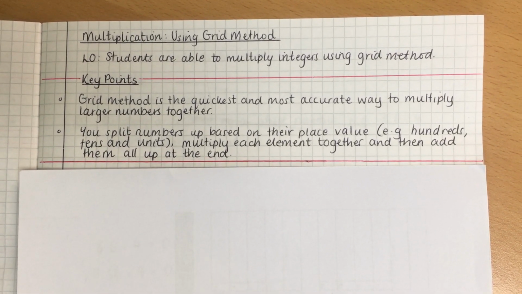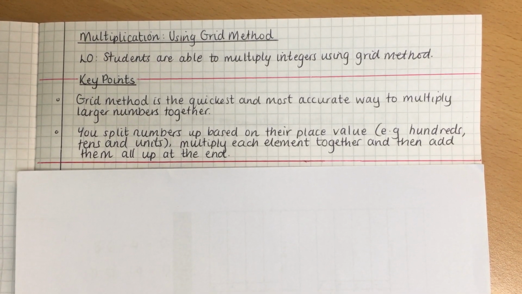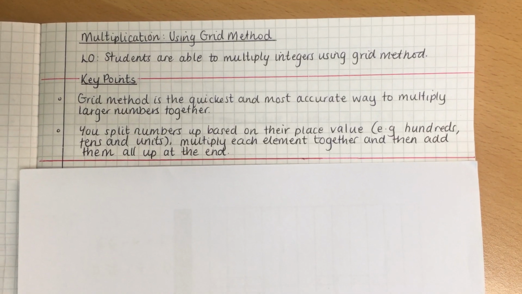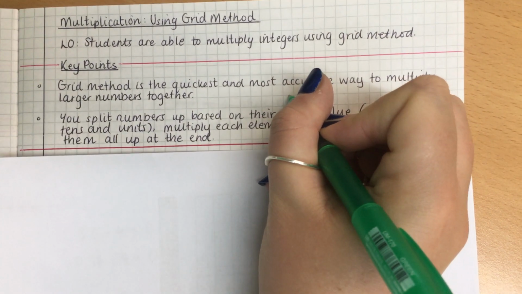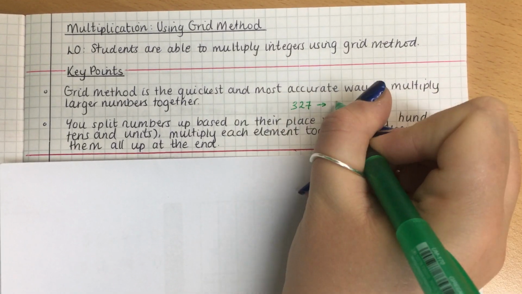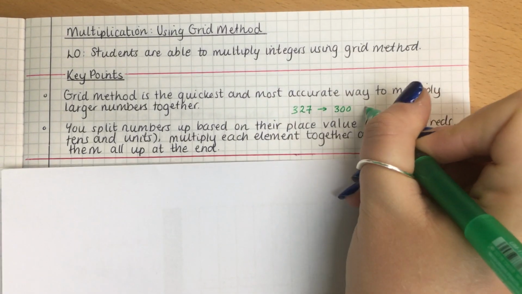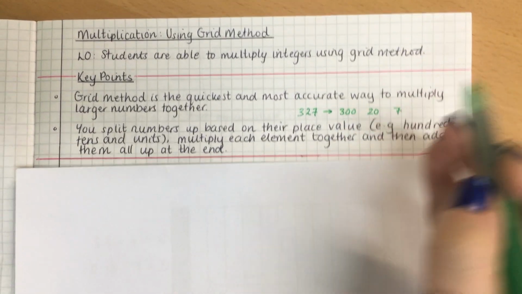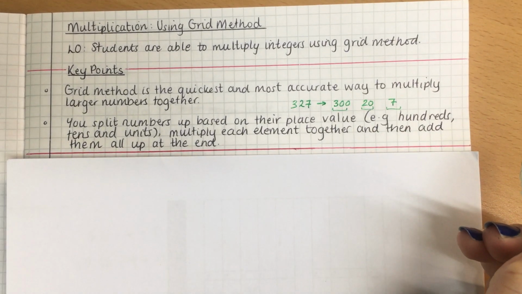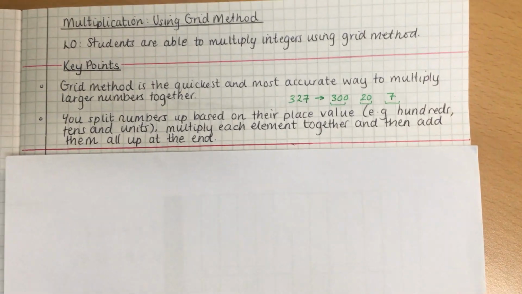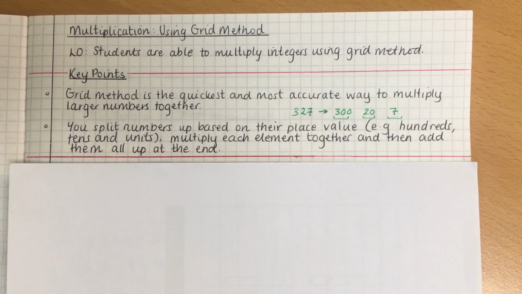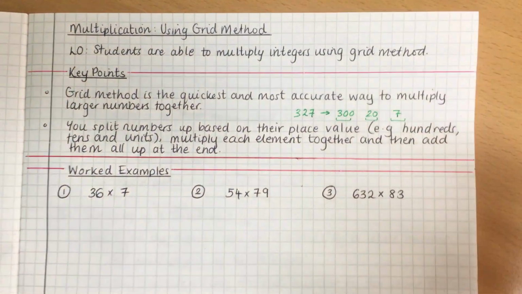So, what you need to do in order to do grid method is to split the numbers up based on their place value. So for example, if you had the number 327, you would split that up into 300, 20 and 7. So splitting it into hundreds, tens and units. Okay, so that's what I mean by splitting up the numbers. Now you'll see what I mean about how you put that in the grid, looking at some examples now. So we'll look at these ones together.